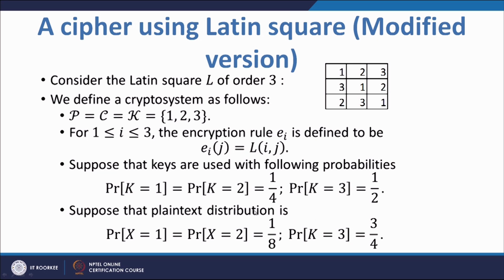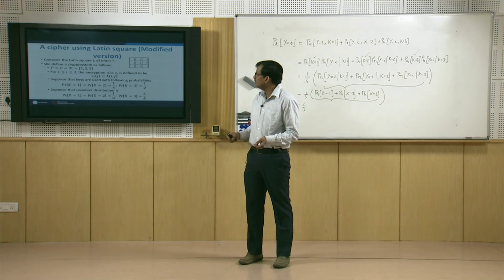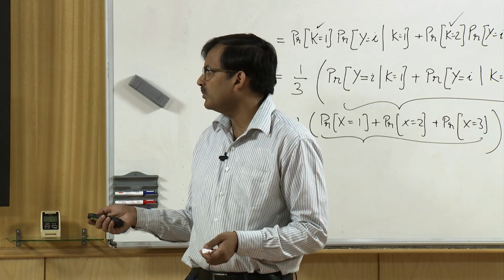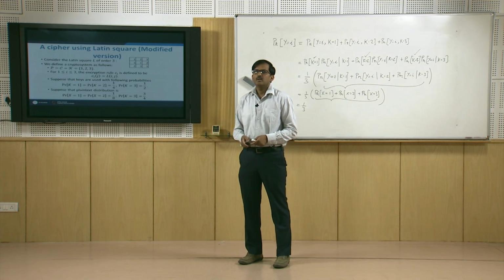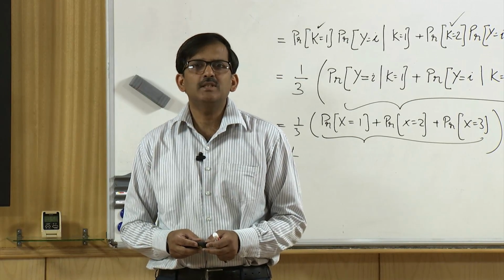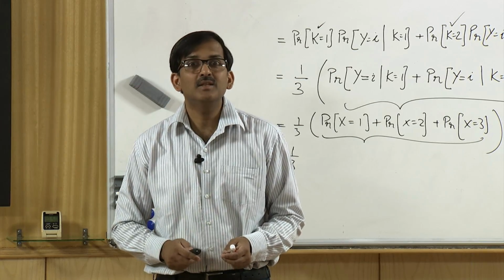Probability of k equal to 1 and probability of k equal to 2 are equal and is equal to 1/4, and probability of k equal to 3 is 1/2, and you can check that it will all sum up to give me 1. We are assuming another plain text distribution, that is probability of x equal to 1 equal to probability of x equal to 2 is 1/8 and probability of x equal to 3 is 3/4. Again please see that if you sum up you are going to get 1. Now the question is, does this crypto system achieve perfect secrecy? And the answer is no, but we will see why no.